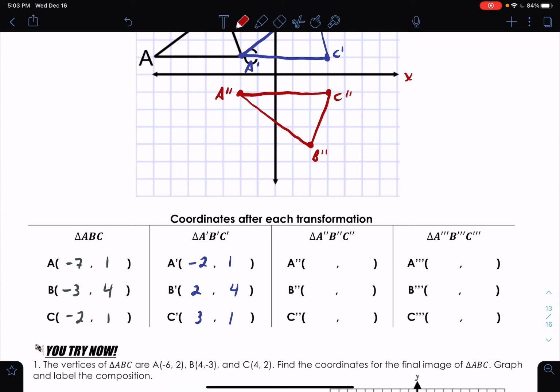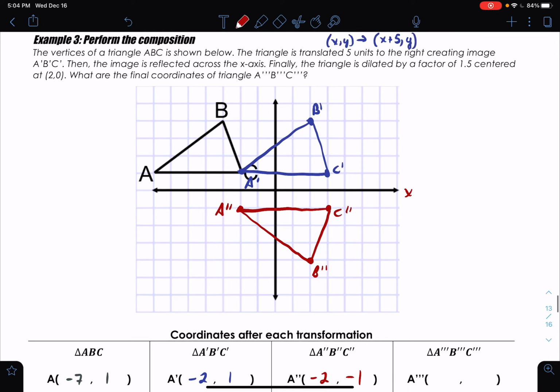All right, here are the coordinates for my double prime image. A double prime is going to be (-2, -1). B double prime is going to be (2, -4). C double prime is going to be (3, -1). The x coordinate stays as is. All right, the y coordinate is going to become its opposite. So that was the second transformation.